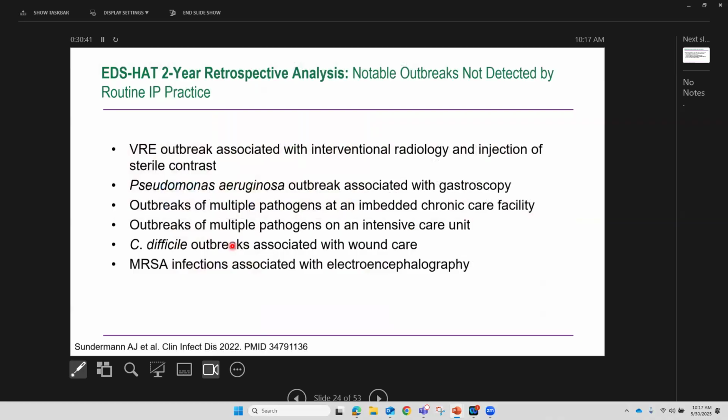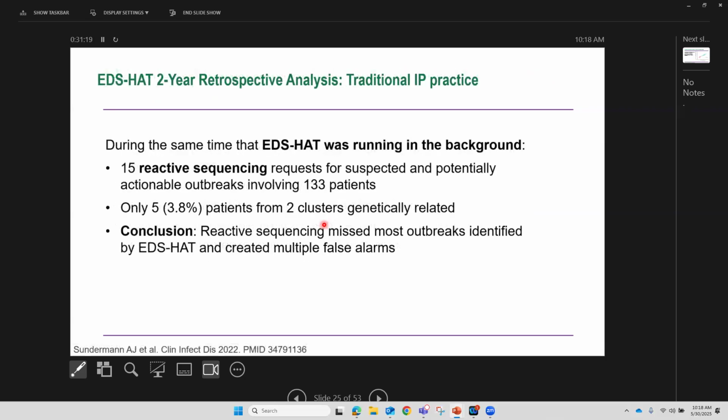So this was one of the most notable outbreaks during this 2-year retrospective period. Also, Pseudomonas associated with gastroscopy. We have an embedded chronic care facility, and multiple outbreaks of multiple pathogens at that facility. Outbreaks in ICUs, C. diff outbreaks associated with wound care. We had a number of different small clusters of C. diff, all linked to wound care. If you've ever observed how wound care teams work, it's not difficult to understand how you could transmit C. diff. And then MRSA infections associated with EEG. So that was what EDSAT showed during this 2-year period.